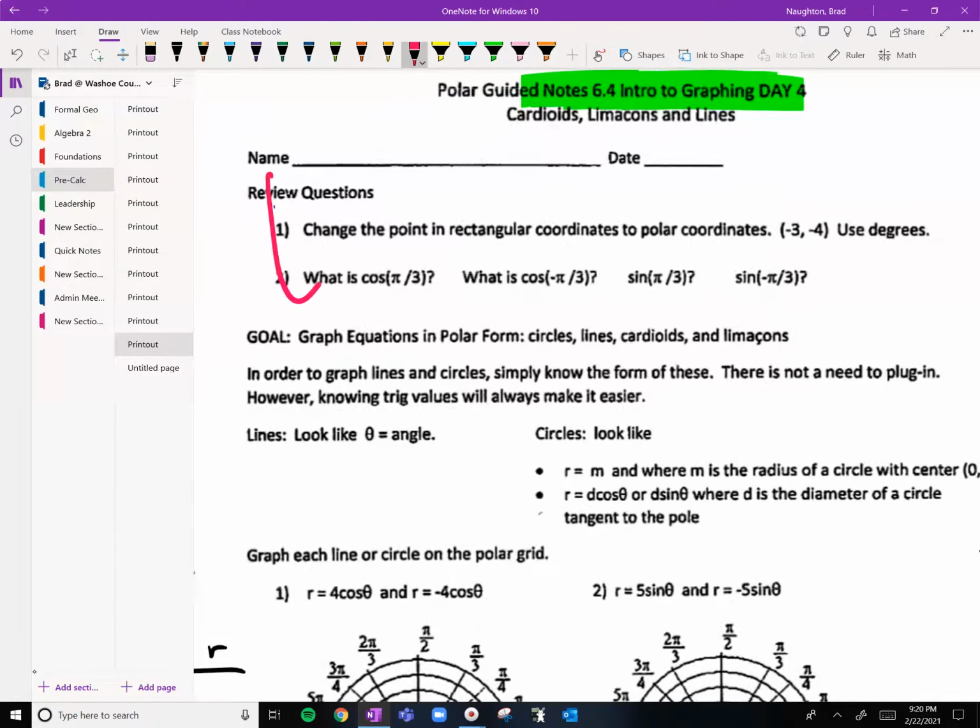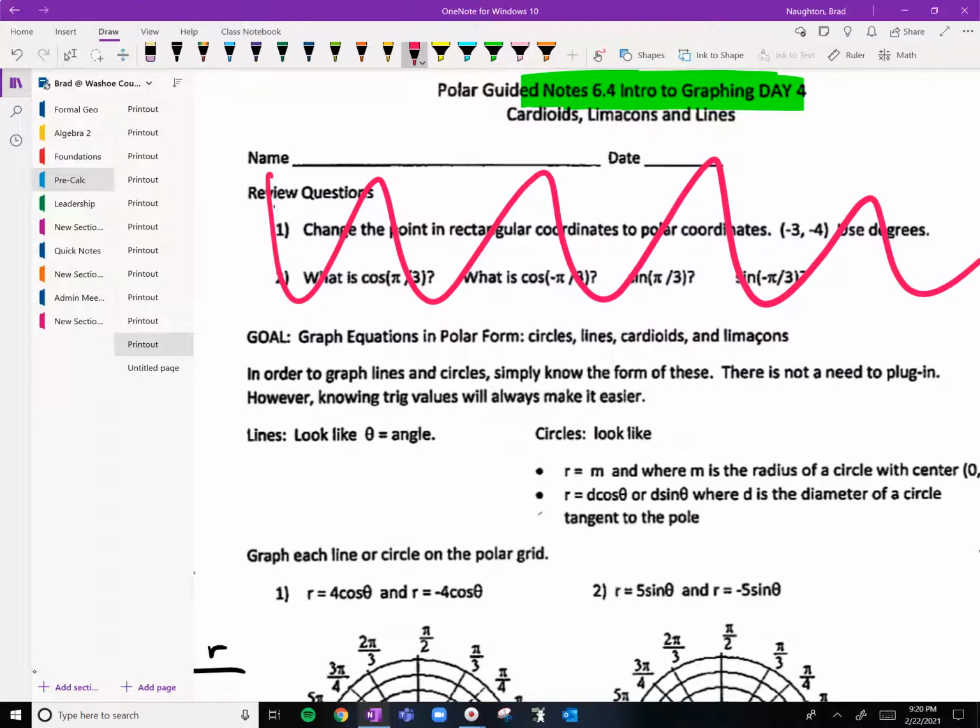So you know my videos are long enough, so we're going to skip the review questions. They're important, don't get me wrong, but we're going to jump right into graphing our polar equations today. We're going to start with circles and lines, and then we're going to add two new ones. So we have cardioids and limacons. Limacons being French. So ladies and gentlemen, let's start with the stuff we know.